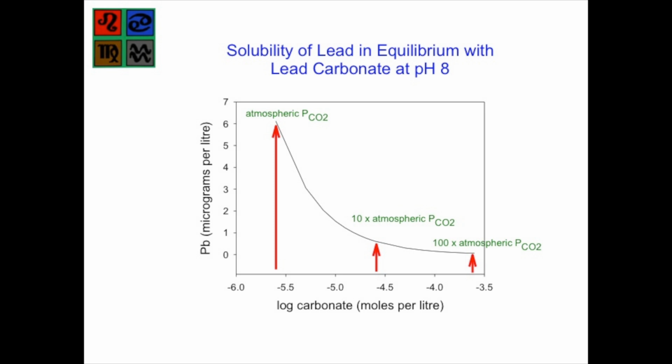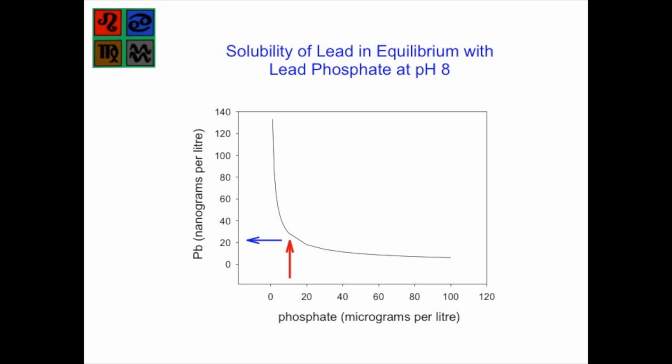But this approach, using basic chemical equilibrium thermodynamics, is not helping us to understand the concentrations of trace metal in the water, because we're dealing with concentrations orders of magnitude lower than we could explain with a reaction with a mineral phase. And the same thing with lead phosphate. The lead solubility will vary with phosphate concentration, but our lead concentrations are way lower than that.